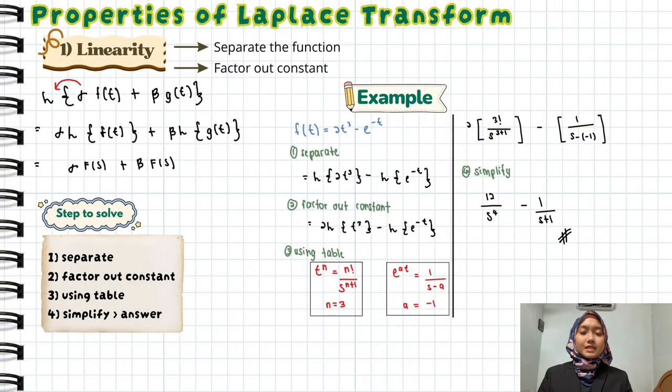Next, we will discuss the 3 important properties of the Laplace transform. The first one is linearity. In linearity, we need to separate the function, then we factor out the constant. To solve a question involving linearity, the first step is to separate the function, the second step is to factor out the constant, the third step is to use the Laplace table, and the final step is to simplify the final answer.